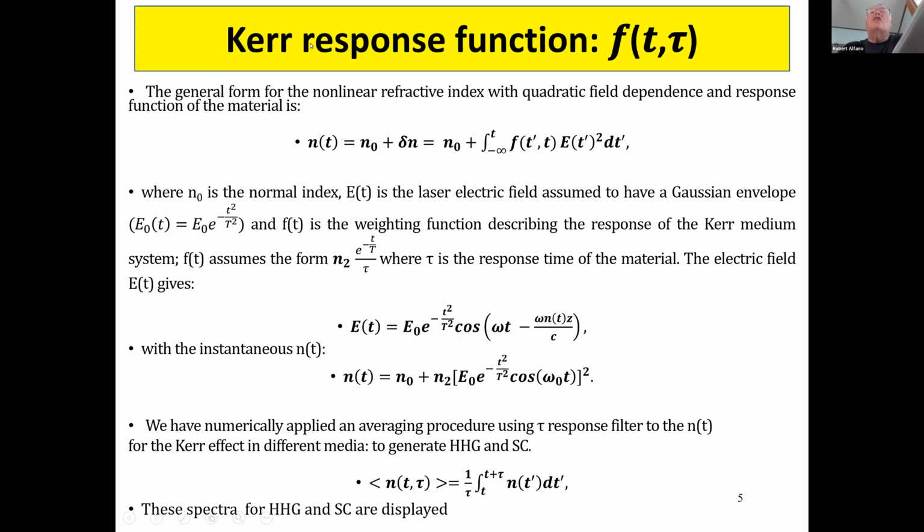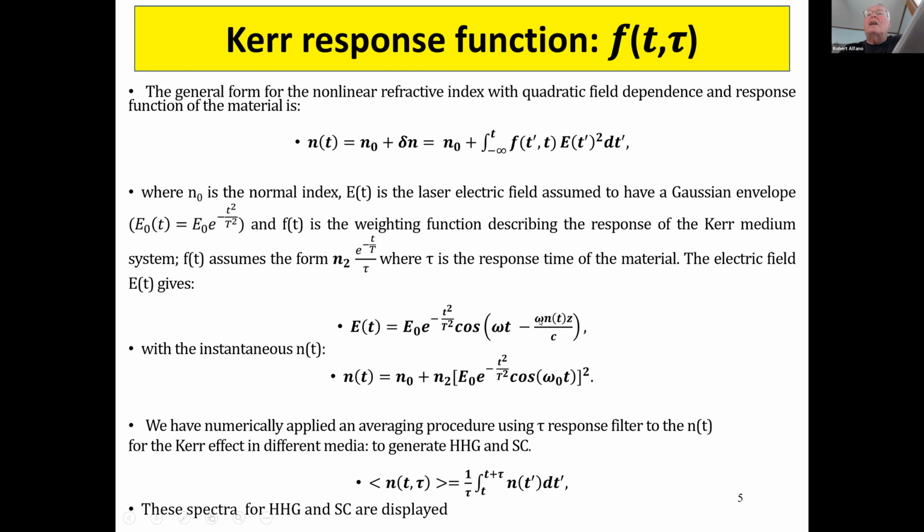As I said before, the Kerr response time is key and can be represented by F(t, tau), where the index N(t) is equal to delta n, now using the response function of the Kerr medium times the electric field. So F(t) is equal to N2 e to the minus t over tau, where tau is the response time of the material. The electric field E(t) is given by what I said before: the Gaussian times the phase part of the electromagnetic wave.